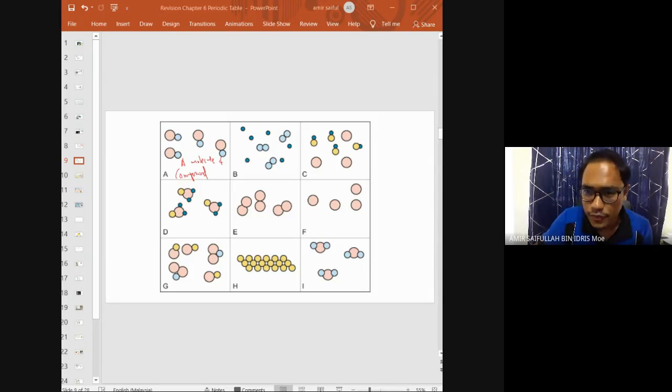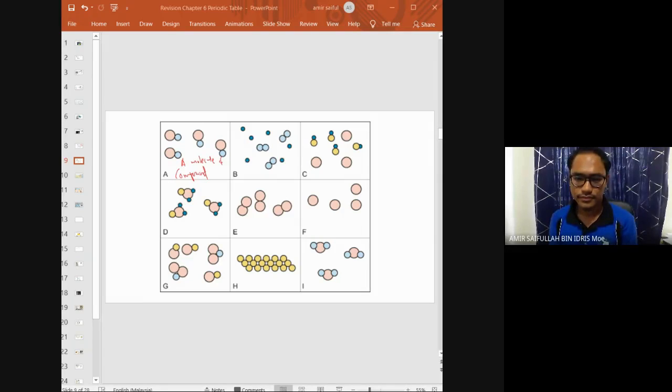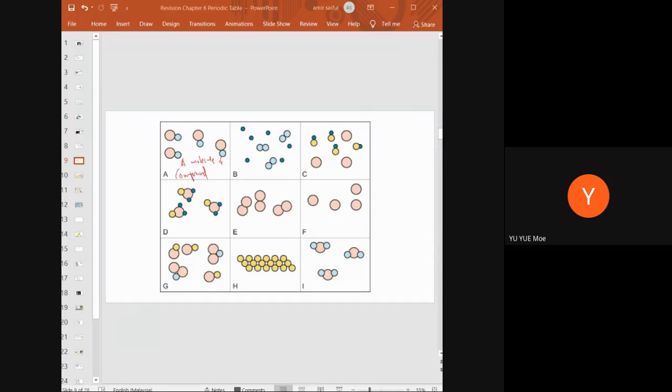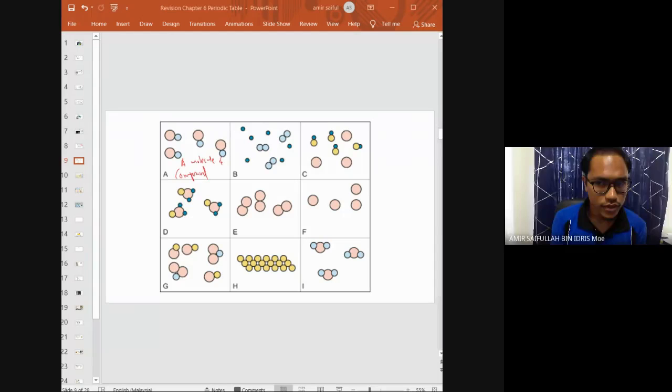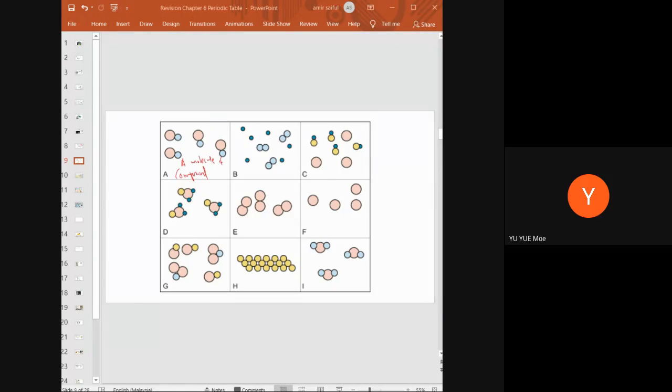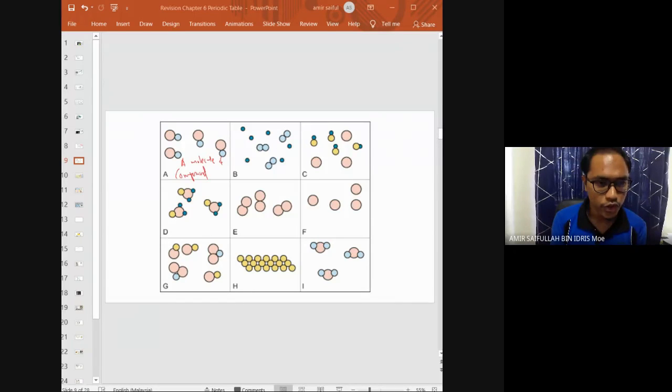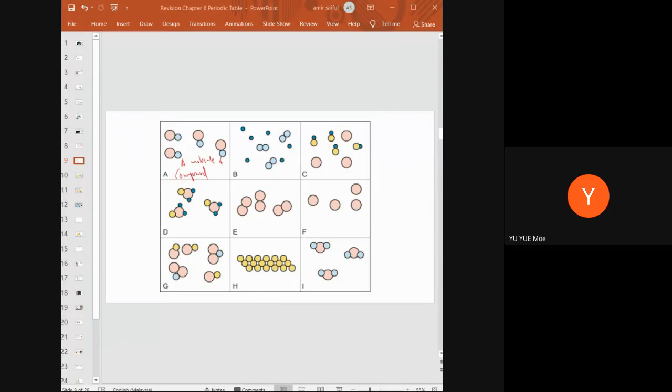Okay, let me pick some of you to answer the question. Let's start with B. Let me choose somebody. Yu Yue, long time no see. Yu Yue, B. B is a molecule of compound. Molecule of compound. Is B really? Got compound? The blue one, the darker one, is compound.